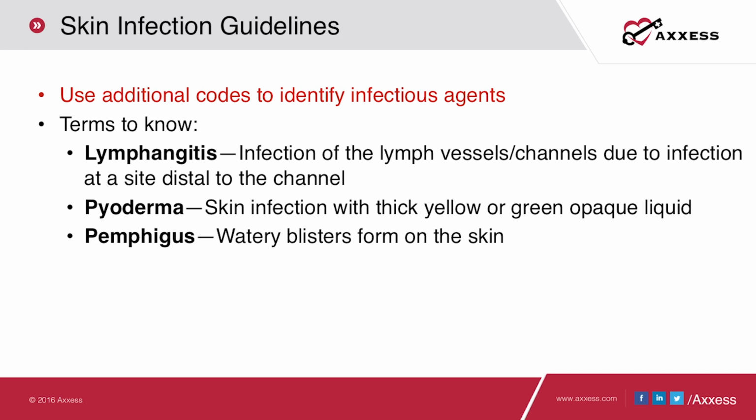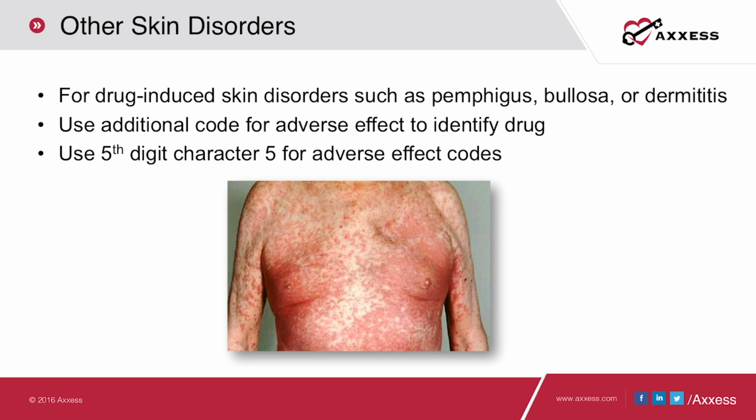Your skin infection guidelines, again, terms to know, things like lymphangitis, is infection of the lymph vessels or channels due to infection at a distal site to the channel. For example, you may have an injury on the hand, and then with lymphangitis, you'd have a red streak running all the way up the arm in the lymphatic vessel or channel. Pyoderma is a skin infection with thick yellow or green opaque liquid. And then pemphigus is watery blisters that form on the skin.